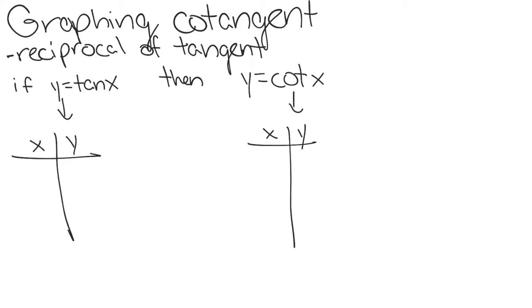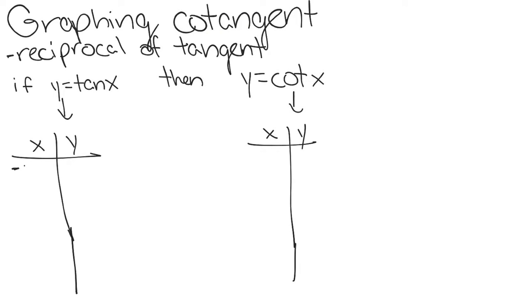Okay, so we're going to be getting into graphing cotangent now. Just a reminder, cotangent is the reciprocal of tangent. So, in the previous video, you got your tangent table. If tan y equals tan x is this table, then the cotangent table is going to come from that because they are reciprocals.